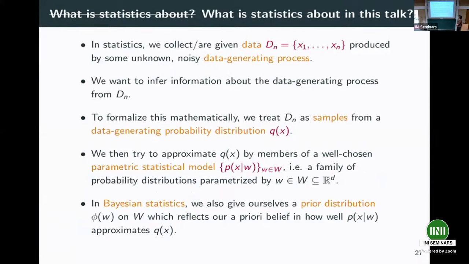Okay, so this is a very theoretical summary of what statistics is about. We are given some data points, produced by some unknown and noisy data generating process. This n will go to infinity; we want to understand the limit when we get a lot of data, and what we can learn from a lot of it. We want to infer some information about this data generating process from the data. To formalize this mathematically, we borrow from probability theory, and we treat these data as samples from a data generating probability distribution.